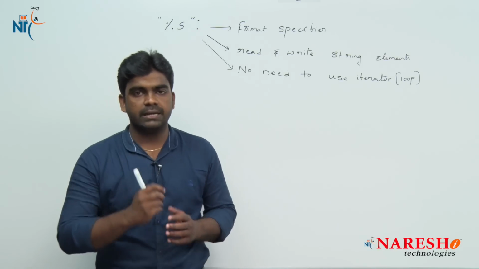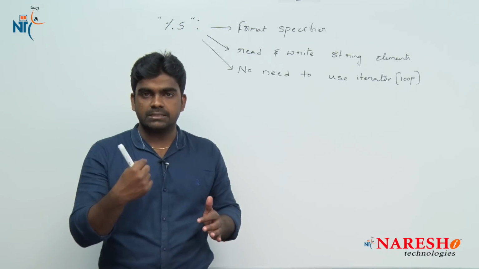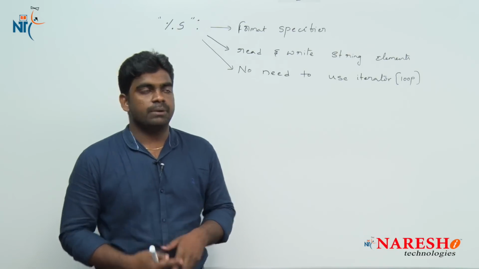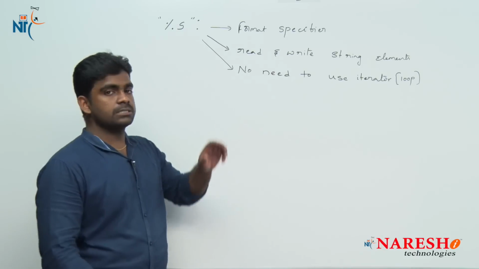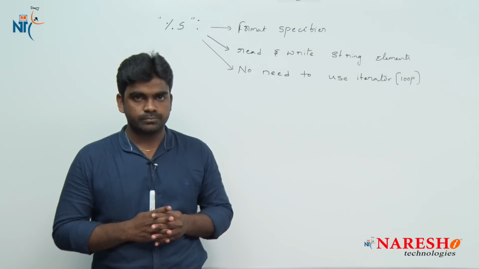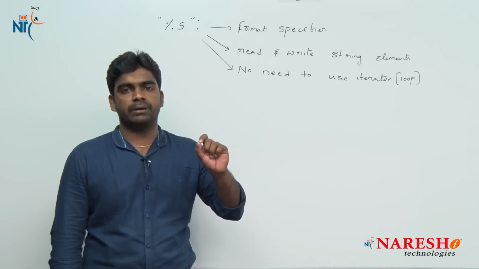Always we should go for %s or loops. With a for loop, we repeat 0 to 100 times and read, writing the scanf function only one time inside the loop. But in the case of %s, loops are not required. I will explain the reasons. So let's see how to read and how to print.